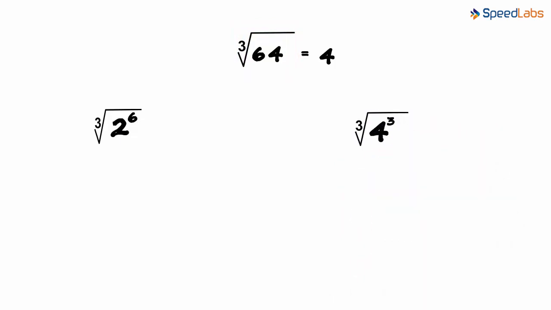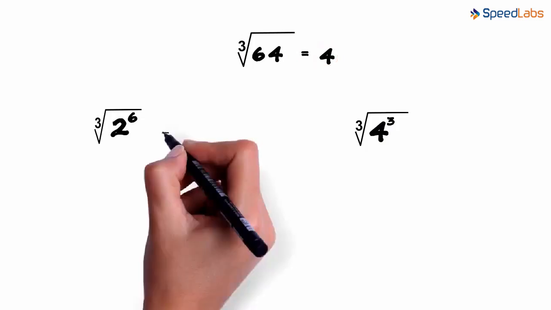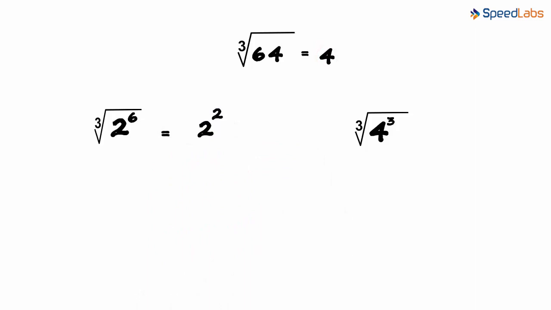Now let's try writing 4 in an exponential form. 4 can be written as 2 squared. Hence, this would equal 2 squared. And of course, it can also be written as 4 raised to 1.